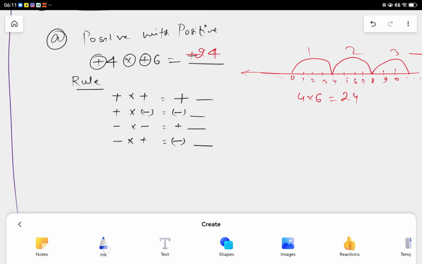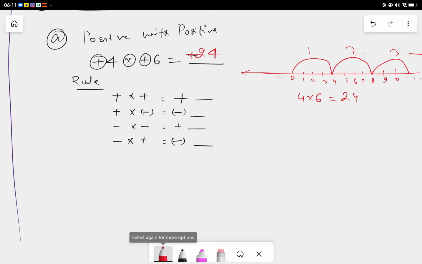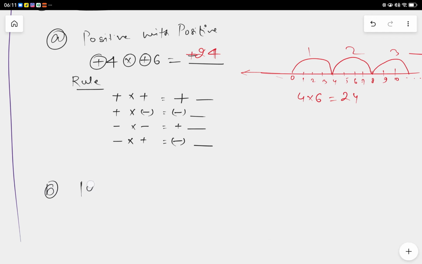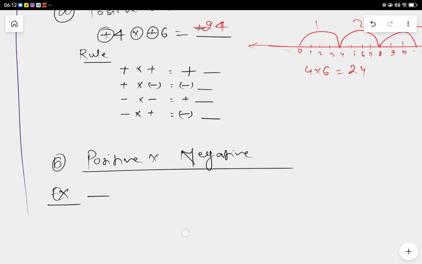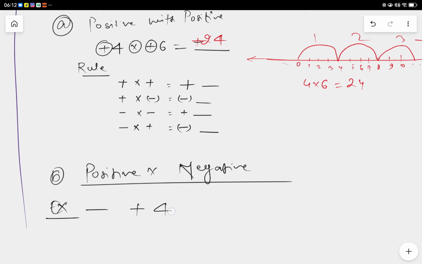What if a positive is multiplied by a negative integer? Positive multiplied by negative integer. Example, +4 multiplied by -6. As I told you, if plus is multiplied by a negative, the sign will be negative.